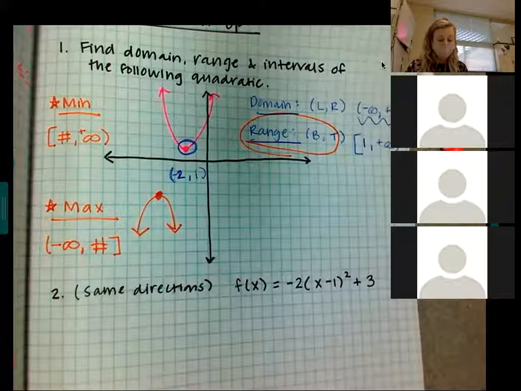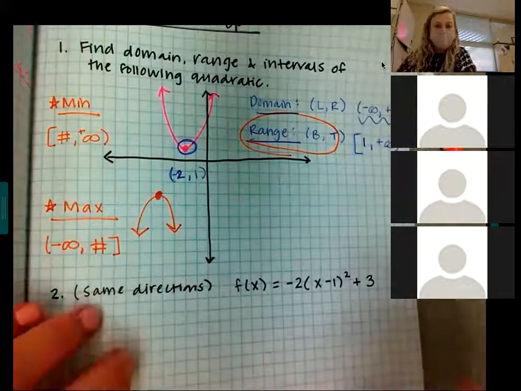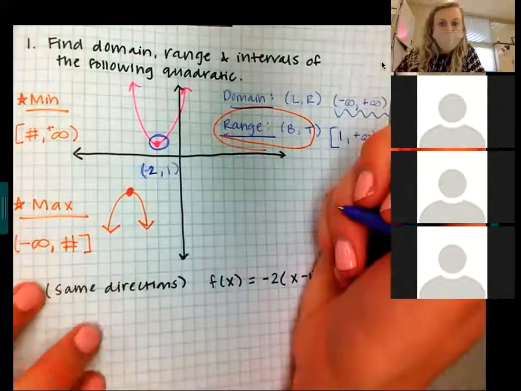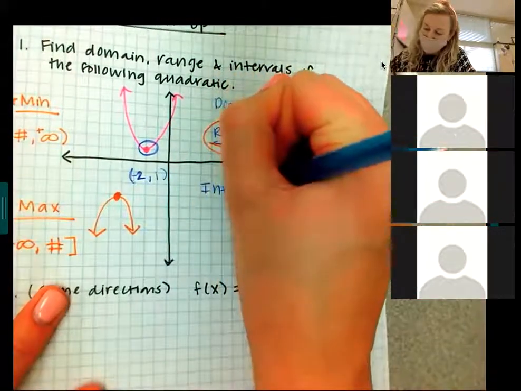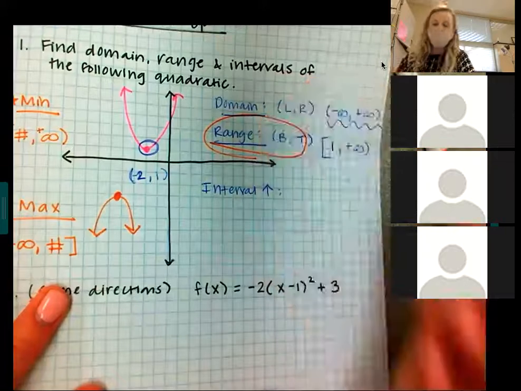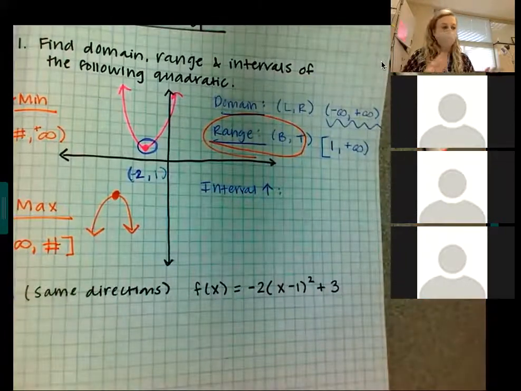All right, I think we're okay. Online people, am I good to go on to intervals? Yes. Okay, let's do it. So interval of increase. I always abbreviate. I'm just going to do an up arrow, if that's okay with everybody.